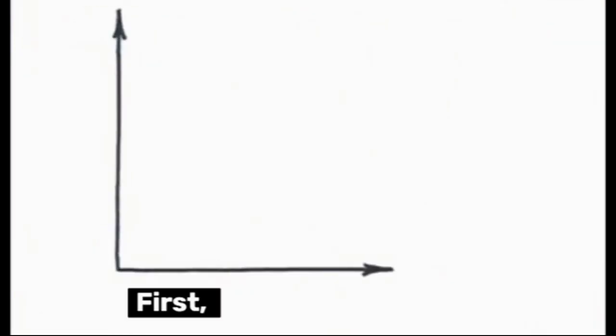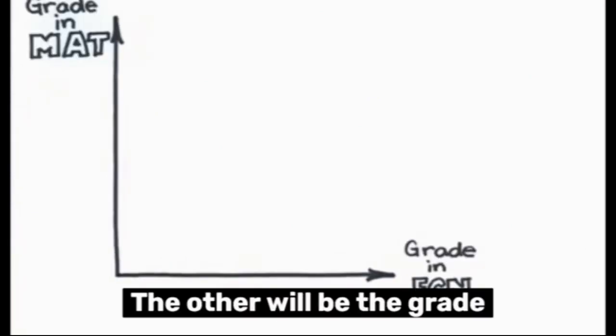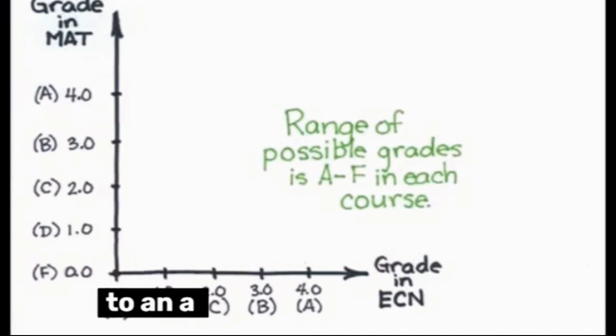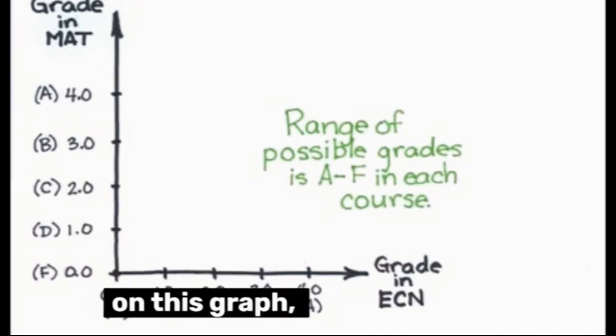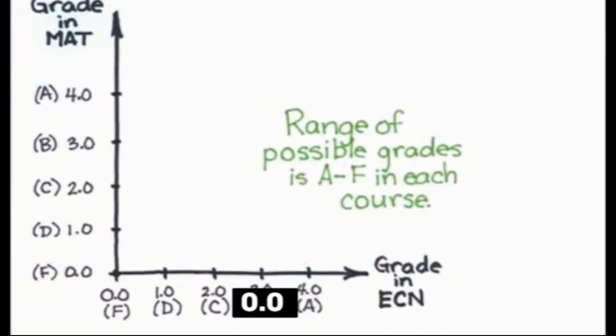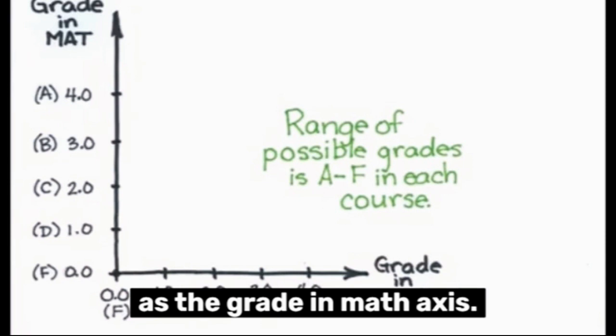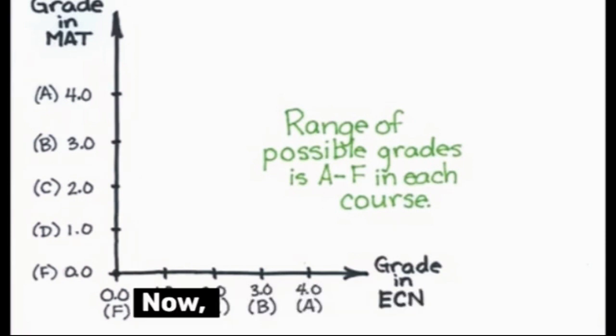So let's put all of this information in graphical form. First, I set up my 2 axes and label each. One will be the grade in economics, the other will be the grade in math. What's the possible range of grades? Well, anywhere from F to an A, or since we're counting on this graph, anywhere from 0.0 to 4.0. This is true for the grade in economics axis as well as the grade in math axis.